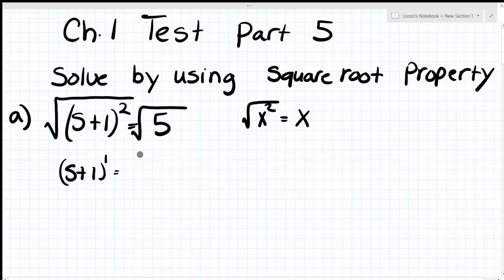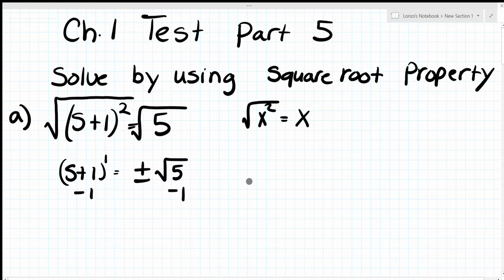Now, when you take the square root of a whole number like 5, you're going to get two answers, a plus or minus. The square root of 5 doesn't come out evenly, so you can just leave it as square root of 5. Since my goal is to solve for s, I'm going to subtract 1 from both sides. Keep in mind that on the right side we have two parts, a positive square root of 5 and a negative square root of 5.